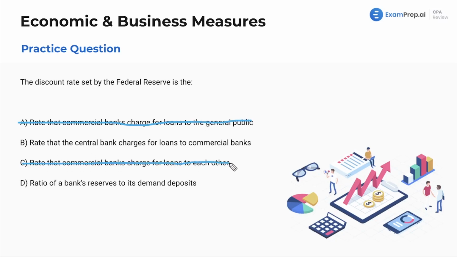From there, we've got B and D left. Now, the rate that the central bank charges for loans to the commercial banks, that very much sounds like a proper answer. However, letter D as well, let's see. This is the ratio of a bank's reserves to its demand deposits. So this is the reserve requirement ratio. This is something, but it's not going to be our answer here.